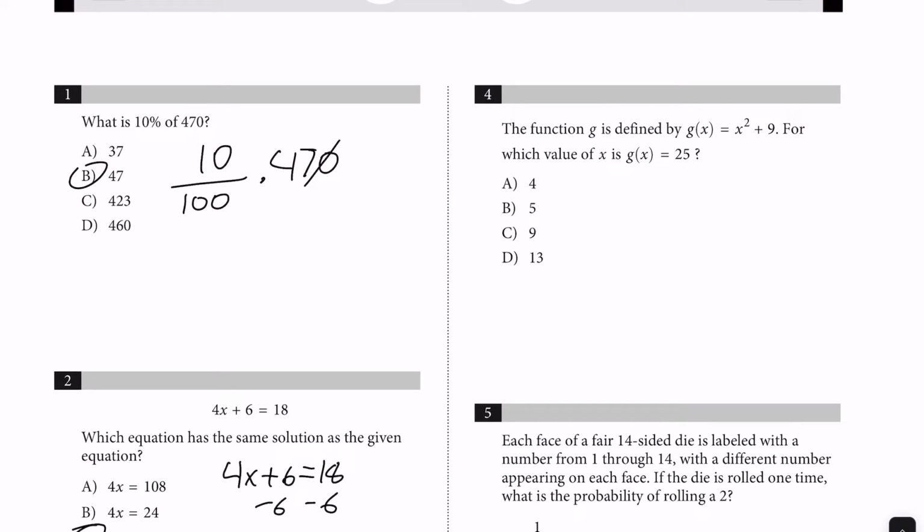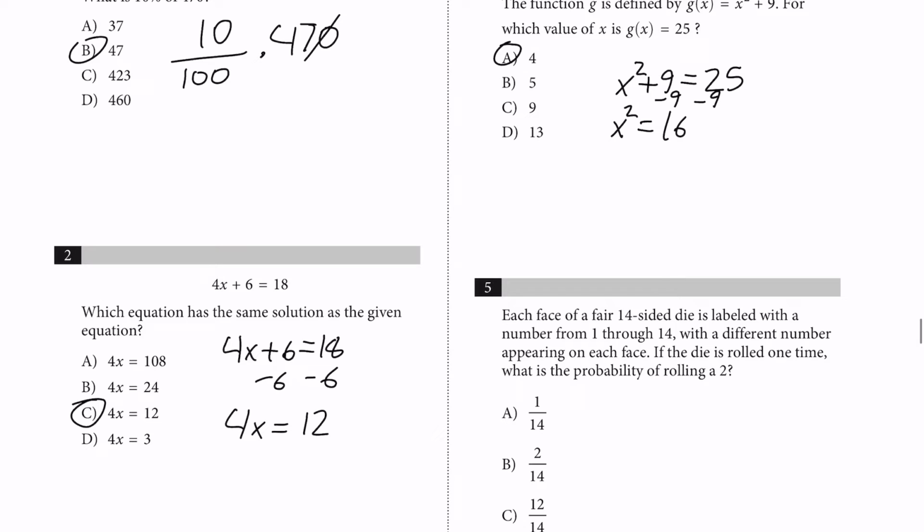The function g is defined by g of x equals x squared plus 9. For which value of x is g of x equal to 25? So we have x squared plus 9, and we're going to set that equal to 25. And then we're just going to solve this. So we have x squared plus 9. We're going to subtract 9 on both sides, and we're going to have x squared equals 16. So 25 minus 9 is 16. We then just take the square root of 16, you can see is 4. So 4 will be the answer here.